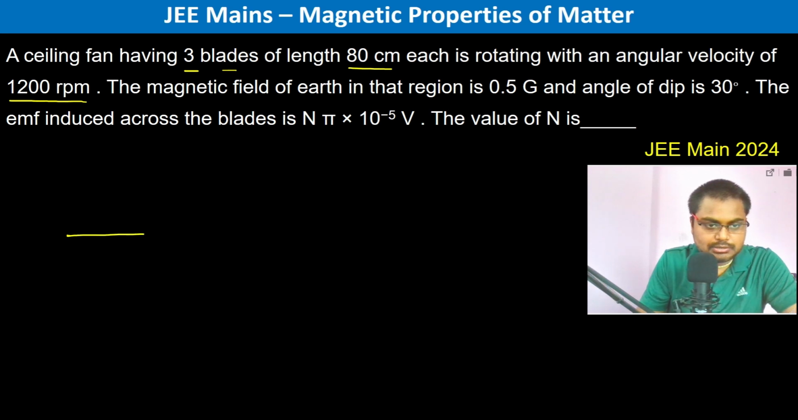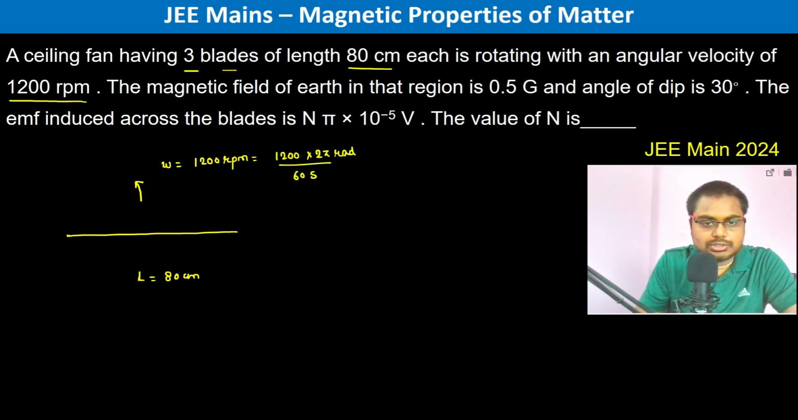So this is the blade of the ceiling fan, and its length is 80 centimeter. It is rotating with 1200 rpm. So omega is equal to 1200 rpm, which is 1200 into 2 pi radian divided by 60 seconds. So this becomes 20, so this is 40 pi radians per second.